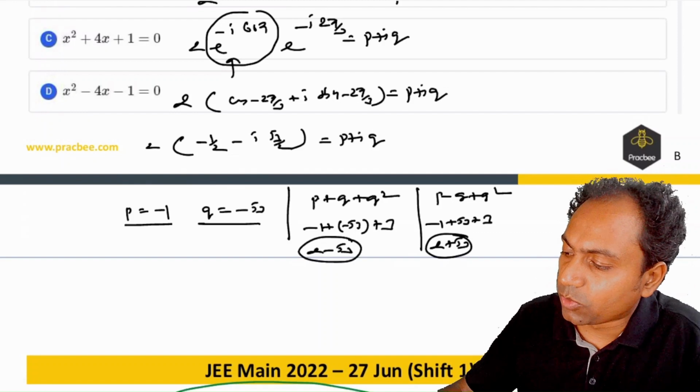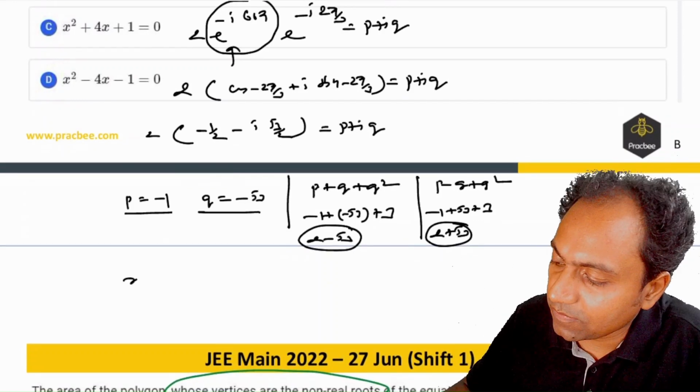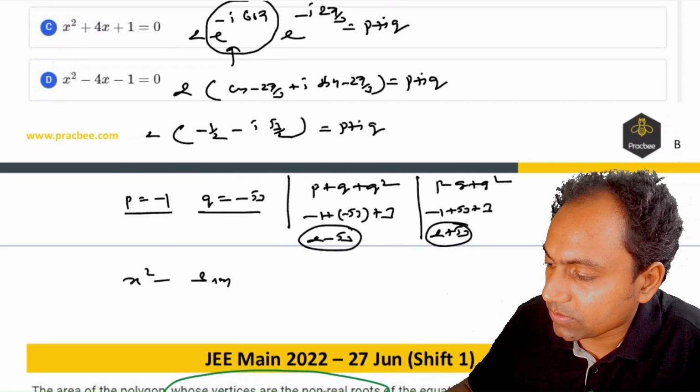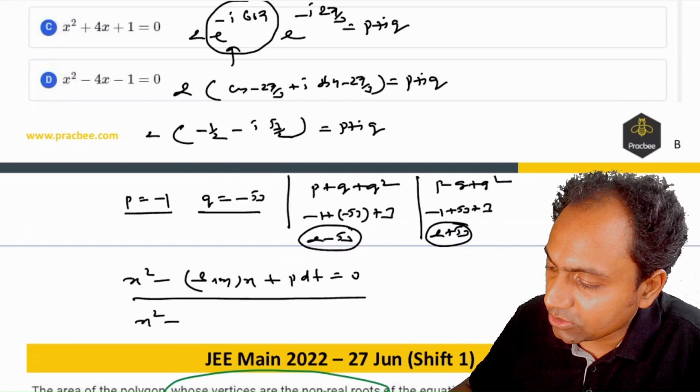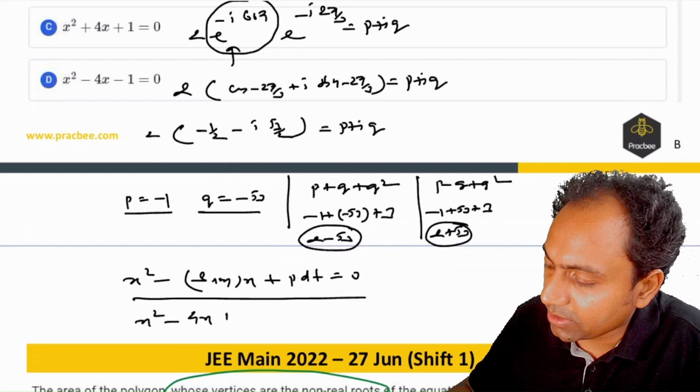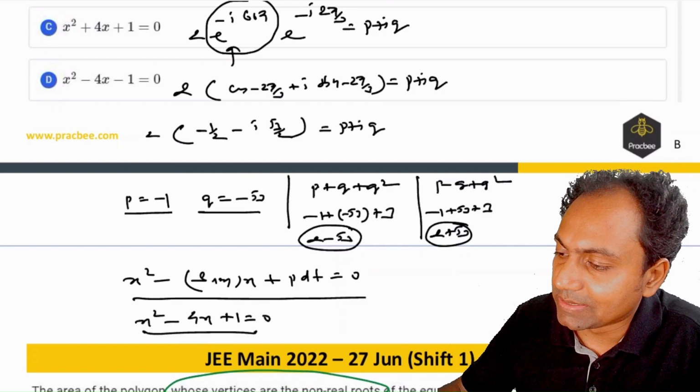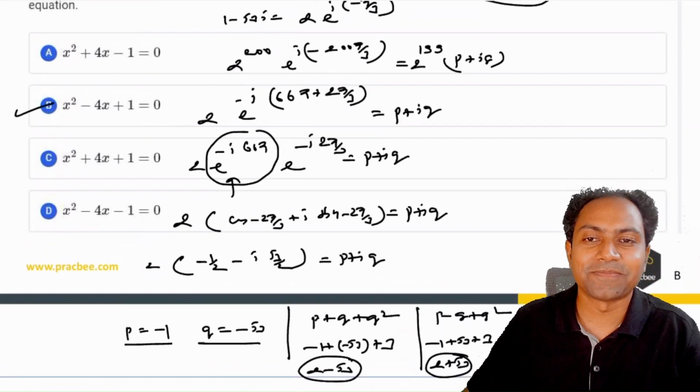If you use both of these roots, then the equation formation will be x square minus sum of roots into x plus product of roots equal to 0. If I do the sum, it becomes x square minus 4x, and if I do the product, it becomes 1, equal to 0. Hence our option B comes out to be correct.